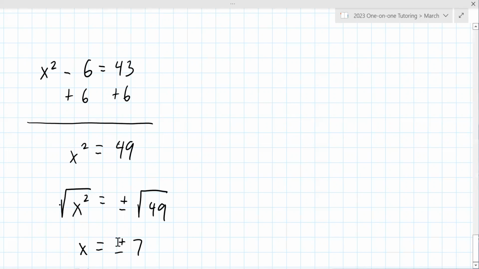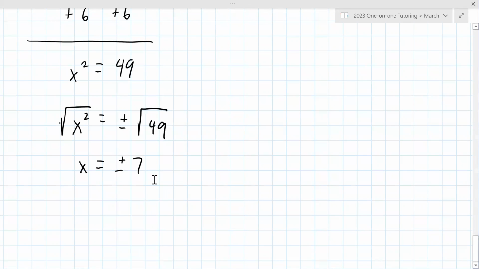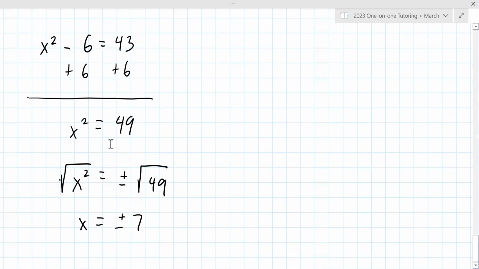What does this mean right in front of the 7 to you? What do you see? I see a plus and negative sign. So there's two answers. There's positive 7 and negative 7. How many answers are there to a quadratic? There's always two. Okay.